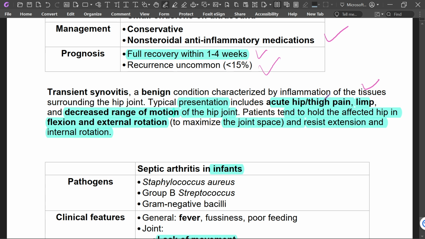Typical presentation: acute hip or thigh pain, limping, and decreased range of motion of the hip joint. Patients tend to hold the affected hip in flexion and external rotation, and they resist extension and internal rotation.